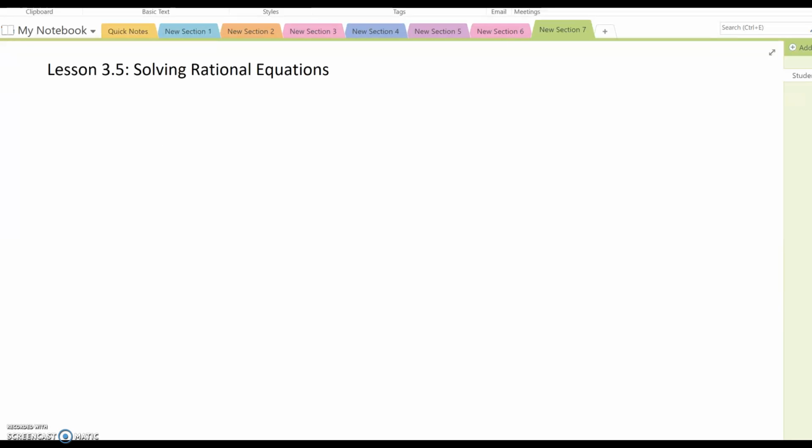Lesson 3.5 Solving Rational Equations. So, let's look at page 27, the question number letter B, which is y over 6 equal to 4 minus y minus 1 over 12.